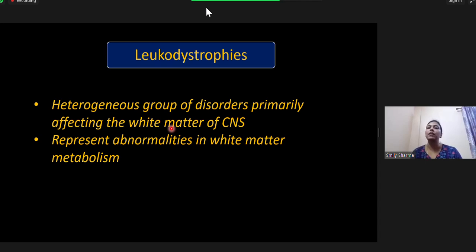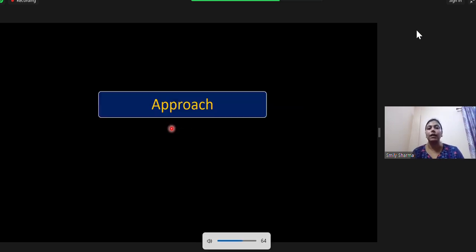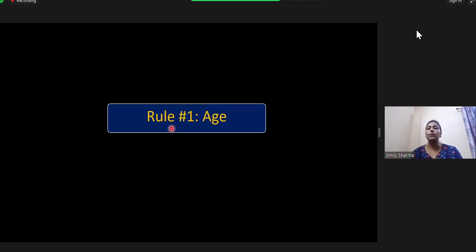Causes like those not encountered due to any acquired infection, toxic, or metabolic cause. So first of all, we'll quickly look at an approach. Whenever a case of leukodystrophy comes to us, the first rule is to look at the age of the patient, whether the onset was during the infant period, the neonatal period, or during the adult period.